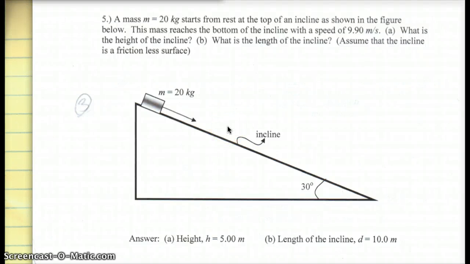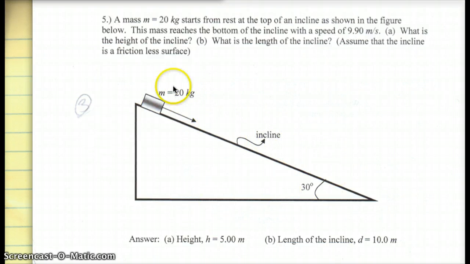Hey guys, this is problem number 5. A mass m equals 20 kilograms starts from rest at the top of an incline as shown in the figure below. All you need to know is it's 20 kilograms. It reaches the bottom of the incline with a speed of 9.9 meters per second. Since that's not marked on here, I'm just going to mark it. The speed right here is 9.90 meters per second.